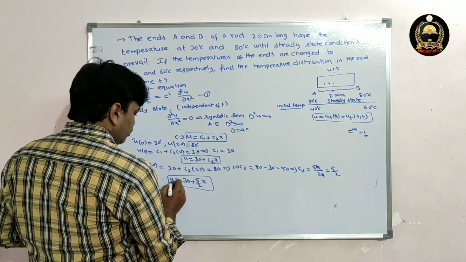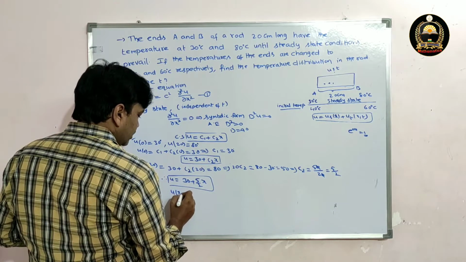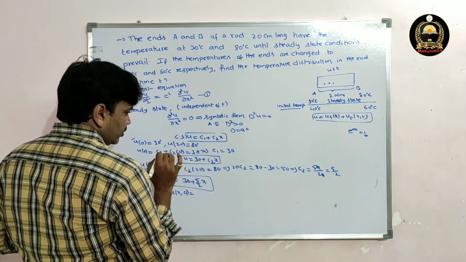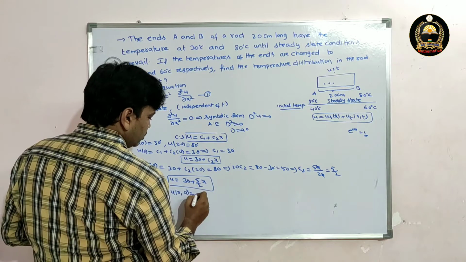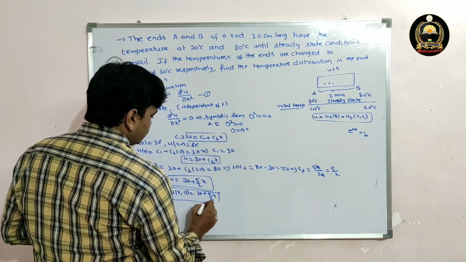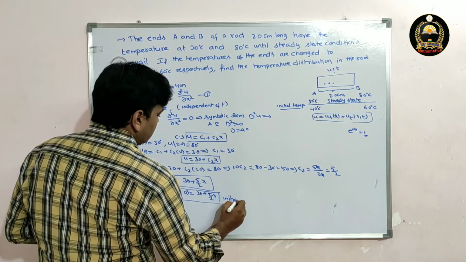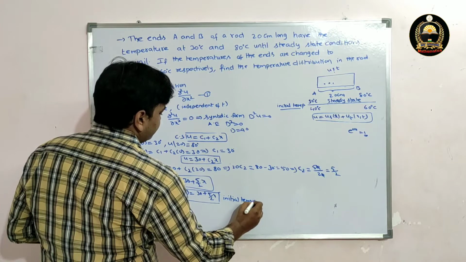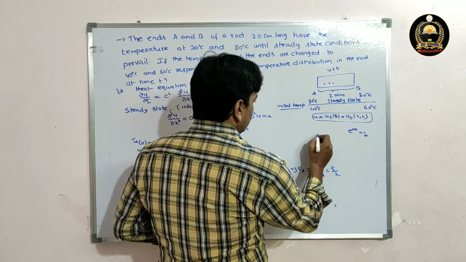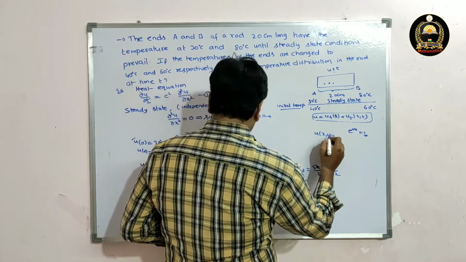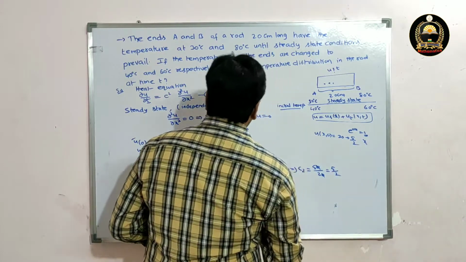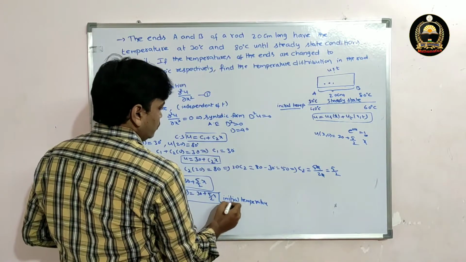Here u means u of x, time is independent, so t is 0. That means it is considered as the initial temperature. Initial temperature u of x comma 0 is equal to 30 plus 5 by 2 into x. This is the initial temperature. I want to write here, students: what is u of x comma 0? U of x comma 0 is 30 plus 5 by 2 into x. Say this is 2.